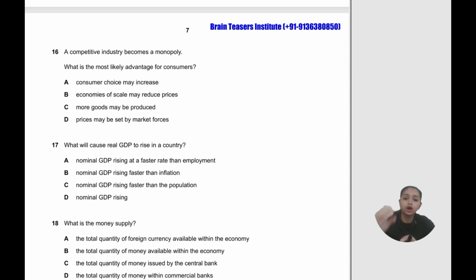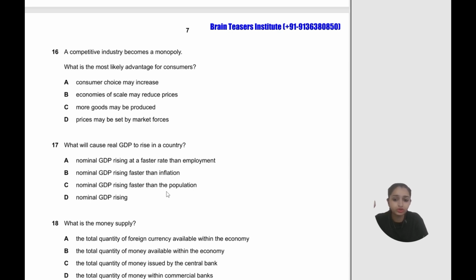Next question. A competitive industry becomes a monopoly. What is most likely the advantage for consumers? Remember, the competitive industry is always advantageous, but when there is monopoly, the maximum advantage that they can get is the lower prices because of the economies of scale. But let's look at the options. A, consumer choice may increase. No, because now the business knows that there's only one seller in the market, so there might not be many choices given to the consumer. So A is not an advantage.